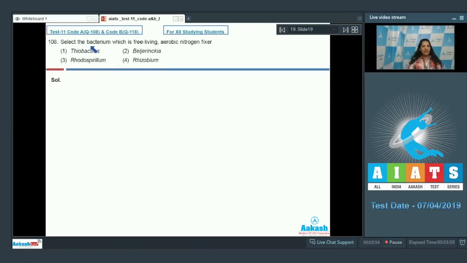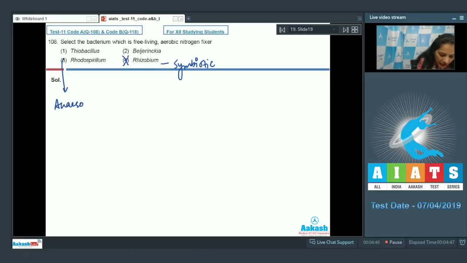Question number 108. Select the bacterium which is free-living aerobic nitrogen fixer. First option, Thiobacillus. Second, Beijerinckia. Third, Rhodospirillum. Fourth, Rhizobium. You have to choose the bacterium which is free-living and aerobic nitrogen fixer. Rhizobium is a symbiotic nitrogen fixer, so this option is ruled out.